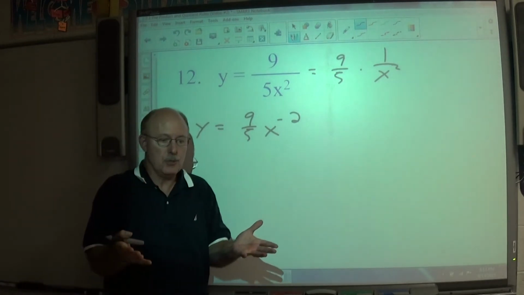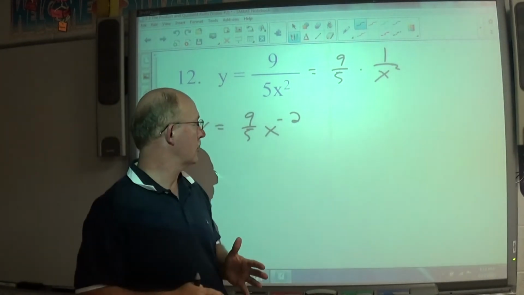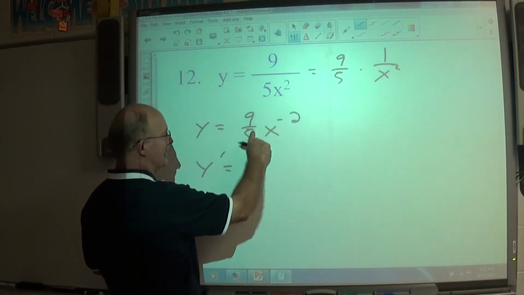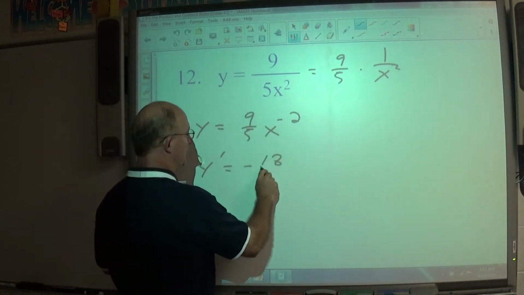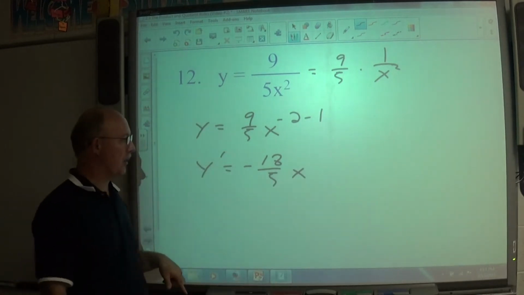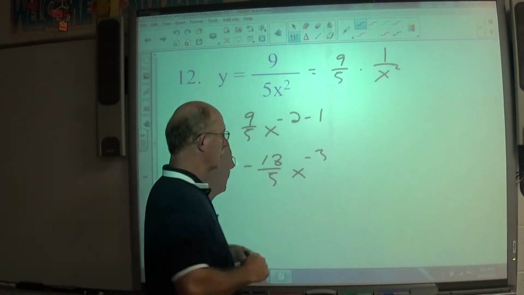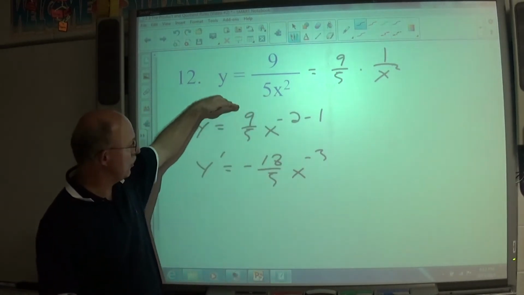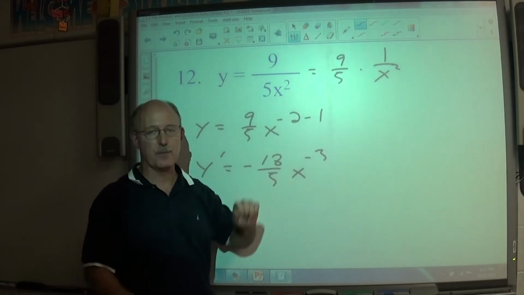Now let's use the power rule, not the quotient rule. As you get your derivative, negative 2 times 9/5 is negative 18 over 5, x to the, now you've got to subtract 1 from your exponent, so we'll make this the negative 3 power. That's the general power rule: you take your exponent times your coefficient, and then subtract 1 from your exponent.